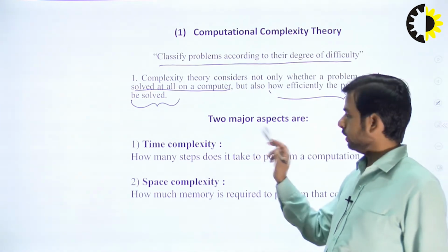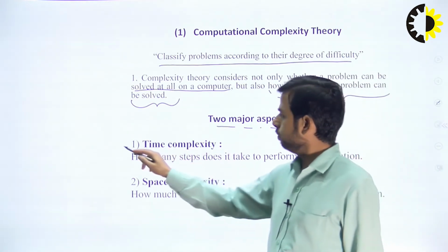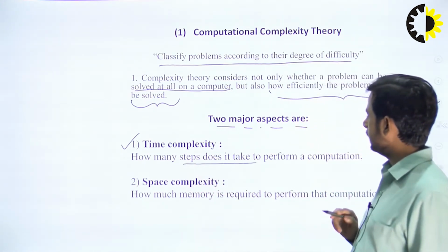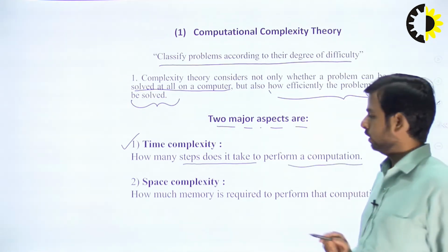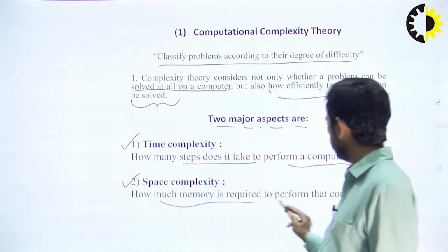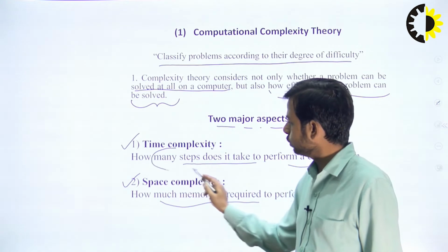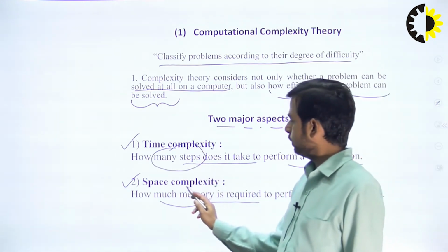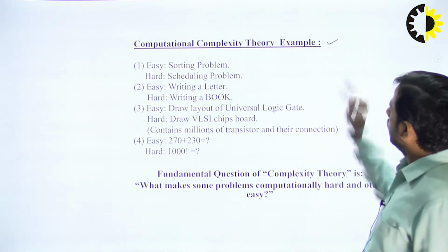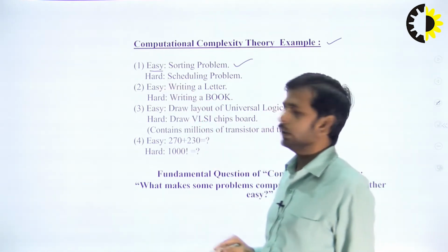Okay, so there are two major aspects of computational complexity theory. First is time complexity. It deals with how many steps it takes to perform a computation, and second is space complexity. It deals with how much memory is required to perform that computation. Time complexity deals with the number of steps to solve a particular problem, and space complexity deals with the memory.